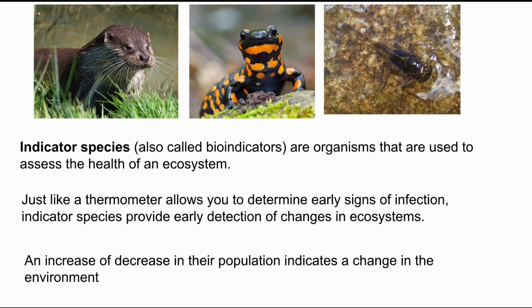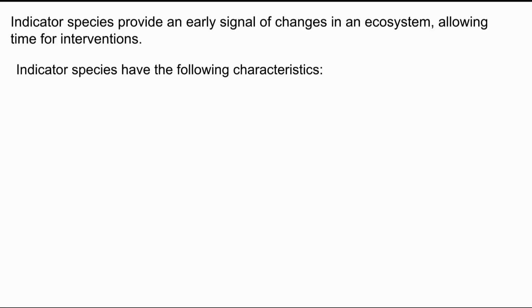So if there is an increase or decrease, depending on the species, that gives us some insight into what's going on with the ecosystem. And hopefully it gives us an early enough signal of change that we can intervene and implement some sort of mitigations to prevent greater harm from happening to a particular ecosystem. So in order to be an indicator species, there are certain qualities that an organism needs to have to make it useful. So let's see what those are.